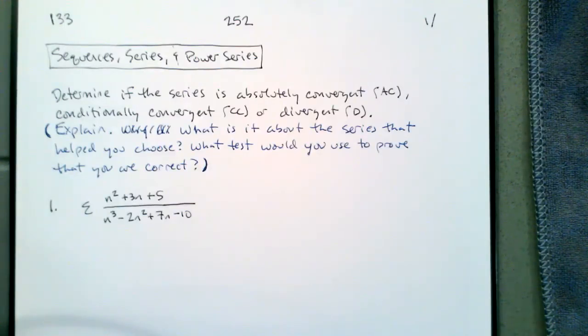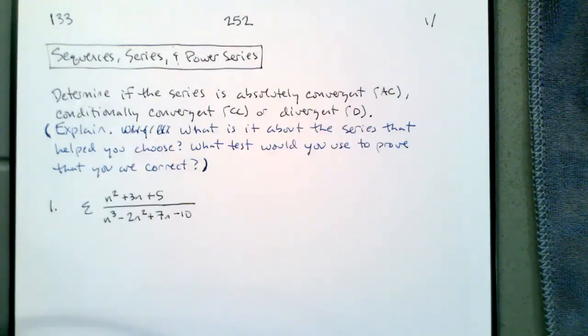Today we're going to continue looking at convergence of series, and we're playing the multiple choice game. We want to determine if a series is absolutely convergent, conditionally convergent, or divergent. But while we're doing this exercise, we want to, at least in our mind, explain what it is about the series that helped us decide, and what test we would use were we to be called upon to prove our results. So let's take a look at this first series.